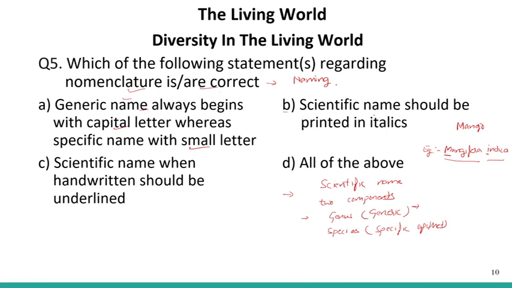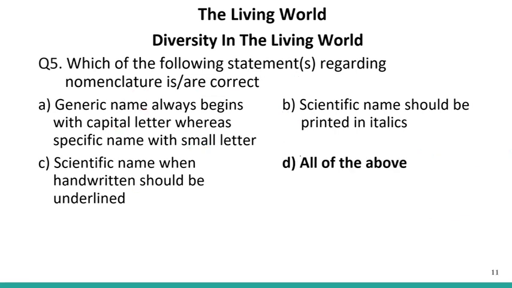Next option is scientific name should be printed in italics. This is also true. Next option is scientific name when handwritten should be underlined. This is also true. The last option is all of the above. So what should be the answer? Answer D, all the options are correct.